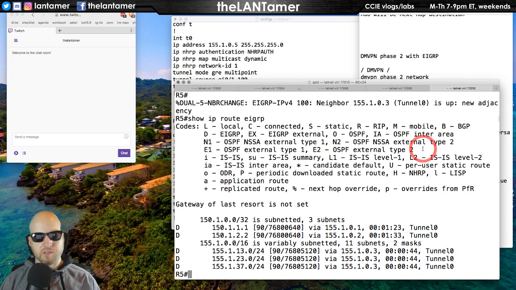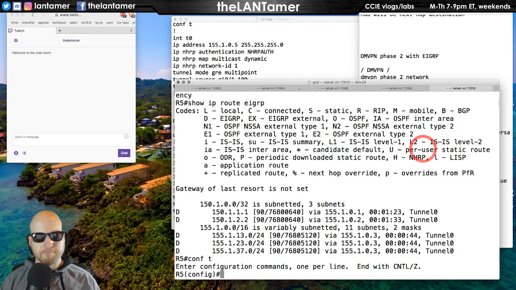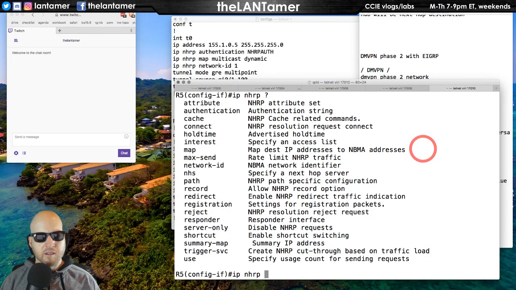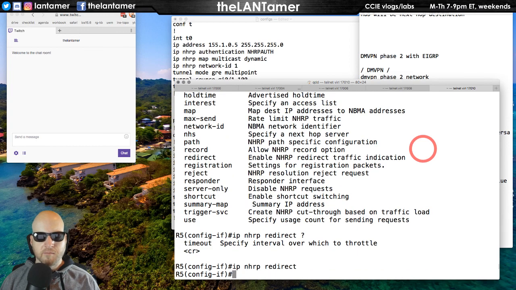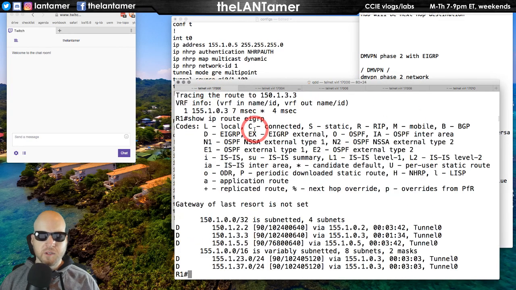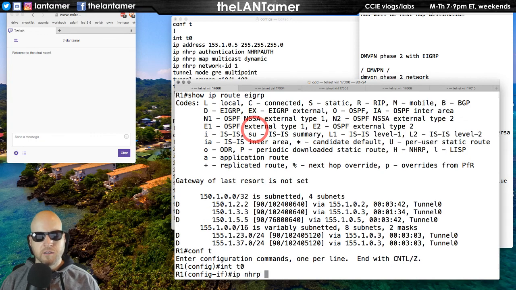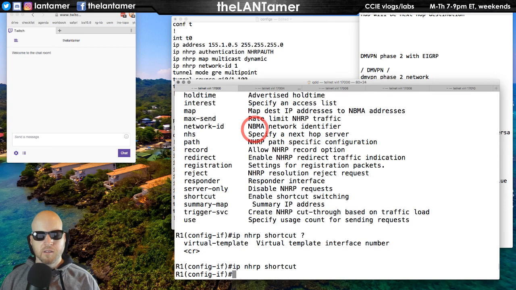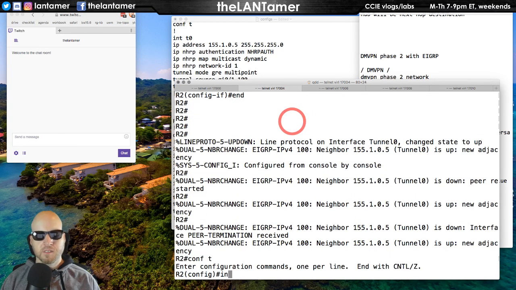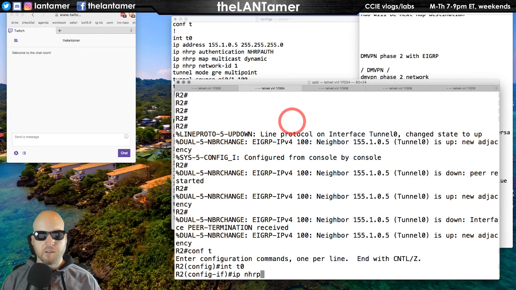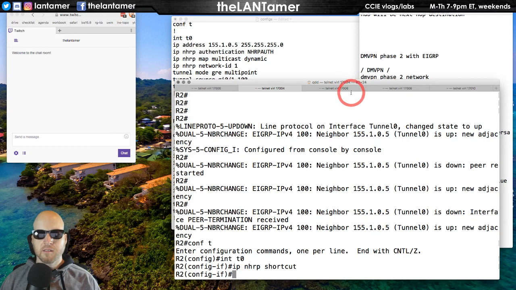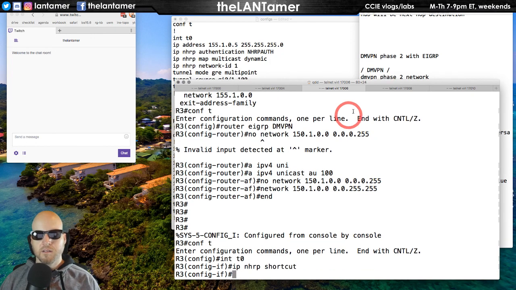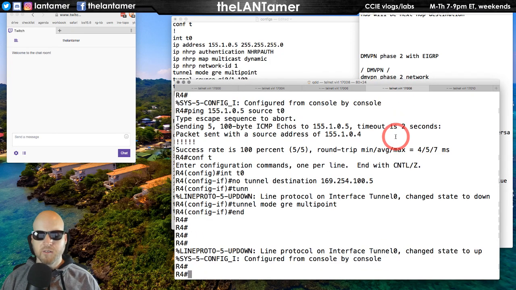on spokes and tunnels. But here we need to go to interface T0, IP NHRP redirect. Yep. And on the spokes, shortcut switching. That's all we need. Interface tunnel 0, IP NHRP shortcut. And we haven't done really anything on router 4.